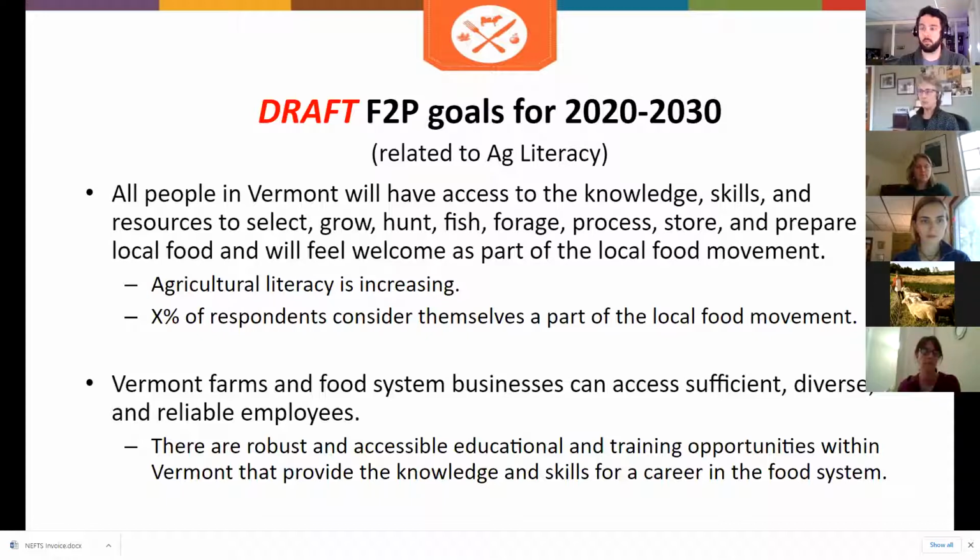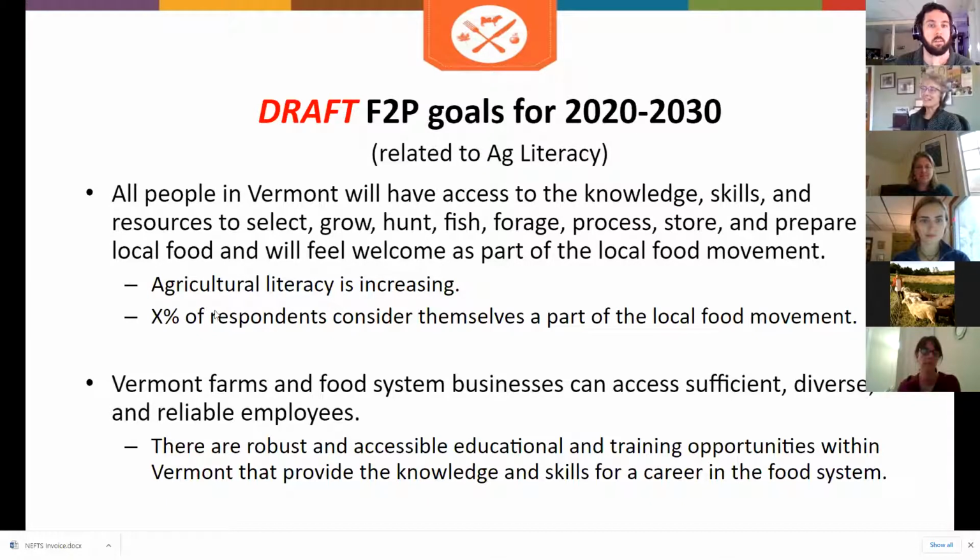All people in Vermont will have access to the knowledge, skills, and resources to select, grow, hunt, fish, forage, process, store, and prepare local food, and will feel welcome as part of the local food movement. Oh wait, this is the Farm to Plate goal. I'm sorry. We're going to get to the ag literacy definitions. I was thinking that is a really good definition.